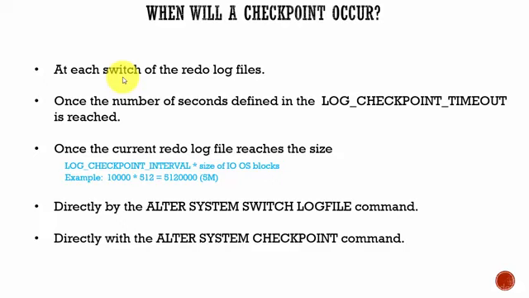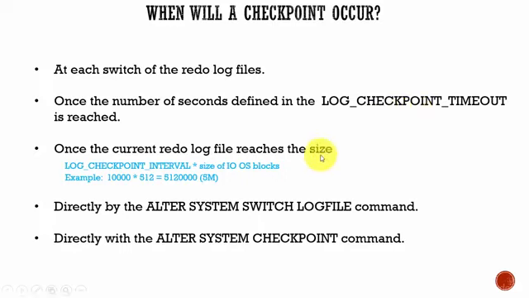checkpoint. The second one is once the number of seconds defined in the log checkpoint timeout parameter is reached, then the checkpoint occurs. For example, if it says 60 seconds in the log checkpoint timeout parameter, then every 60 seconds the checkpoint occurs.